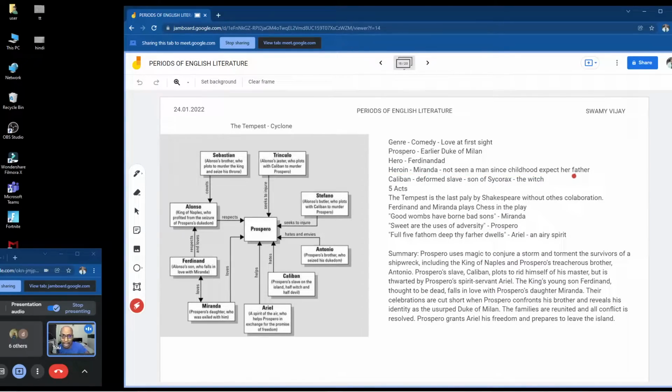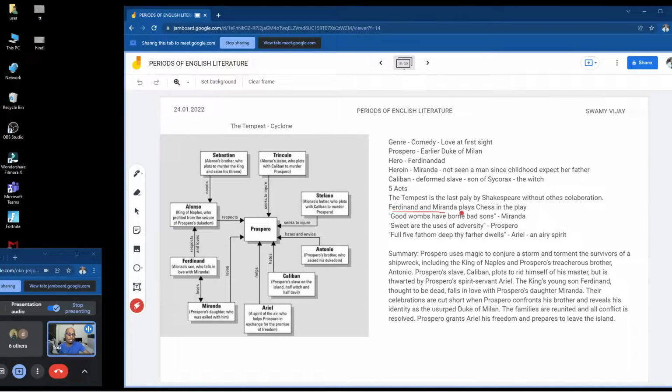And one more important character. All are important, but I am speaking from the examination point of view. Caliban is a deformed slave and is the son of a witch, and the name of the witch is Sycorax. So Caliban is a deformed slave of Prospero and he is the son of Sycorax, and Sycorax is a witch. And this comedy is written in 5 acts. Even tragedies are written in 5 acts. Most of the Shakespearean plays are written in 5 acts. The Tempest is the last play by Shakespeare without others' collaboration. That means The Tempest is the one play purely written by Shakespeare.